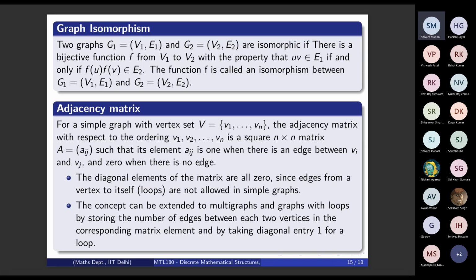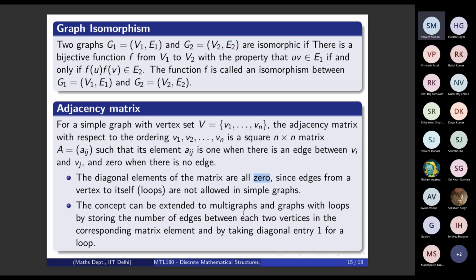Now obviously, since we are interested in simple graphs, all the diagonal elements should be 0, right? Because there is no loop, there is no edge between Vi and Vi, so Aii is always 0, and therefore the diagonal elements are 0. Okay, but this concept can be extended to the multigraph as well.